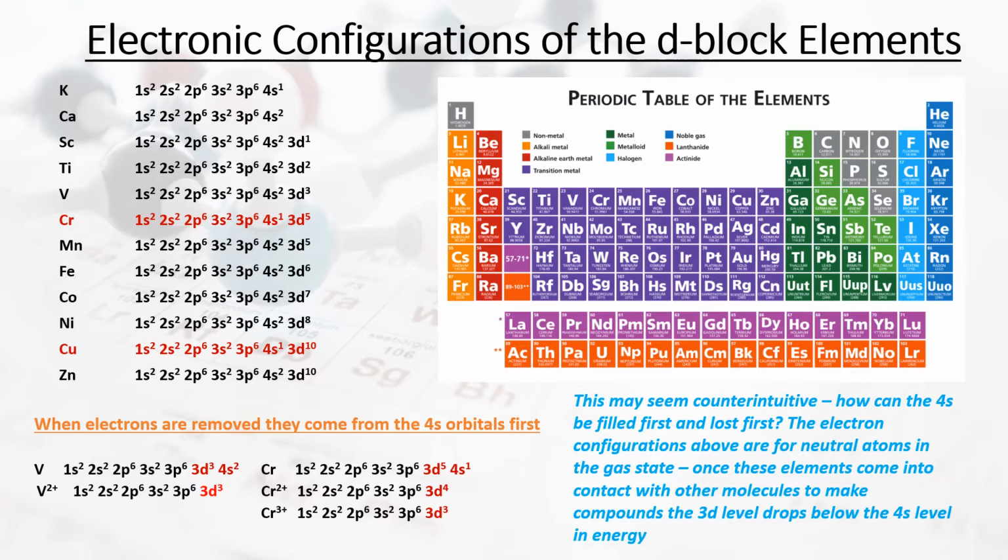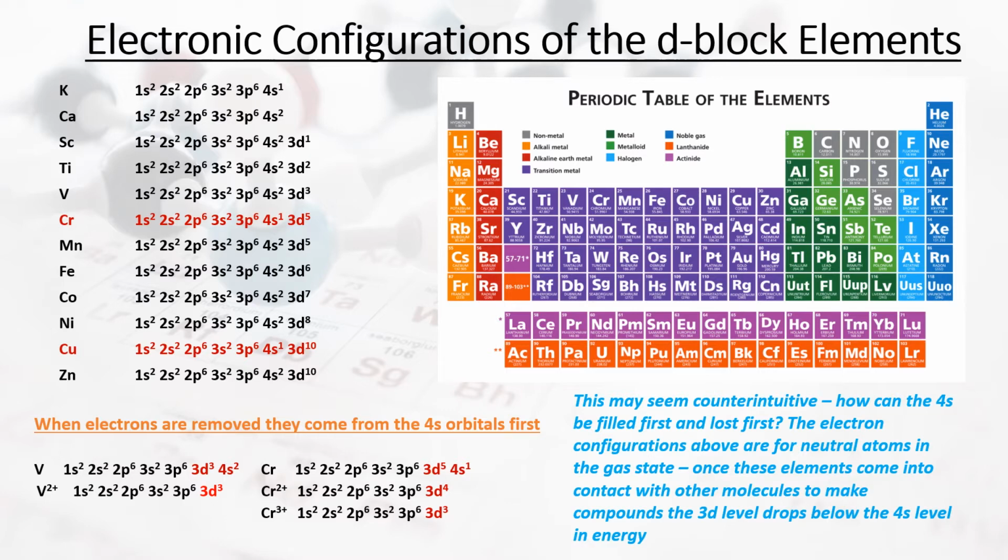And that really there's only two examples we need to have in our head here as exceptions to the rule, which is chromium and copper. And this is where we promote one of our 4s electrons up to the 3d. It's a very small energy difference, so we can promote one of these electrons up to the 3d subshell. And this creates, in the case of the chromium, a half-filled s and a half-filled d subshell. And in the case of the copper, a half-filled s and a full d shell.